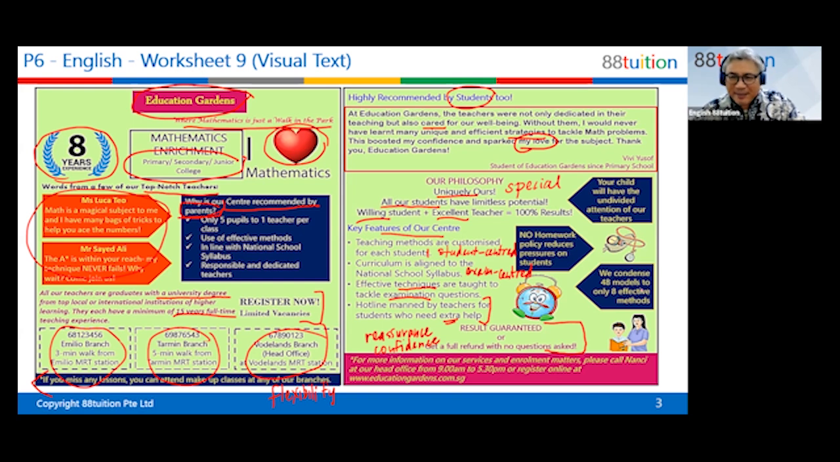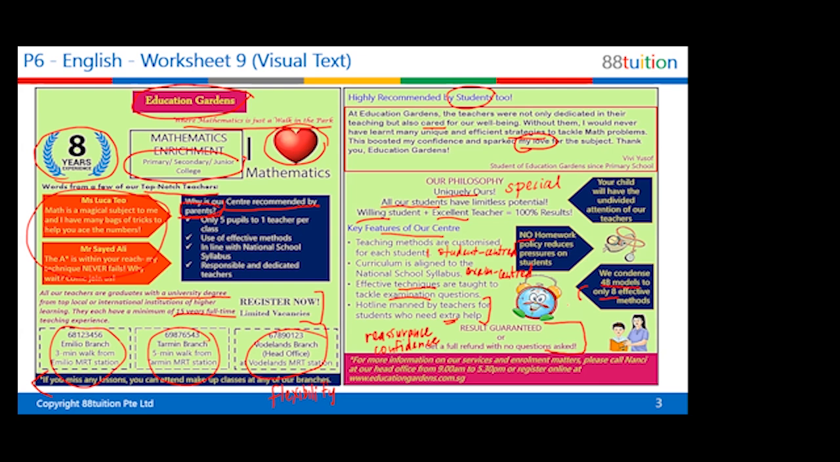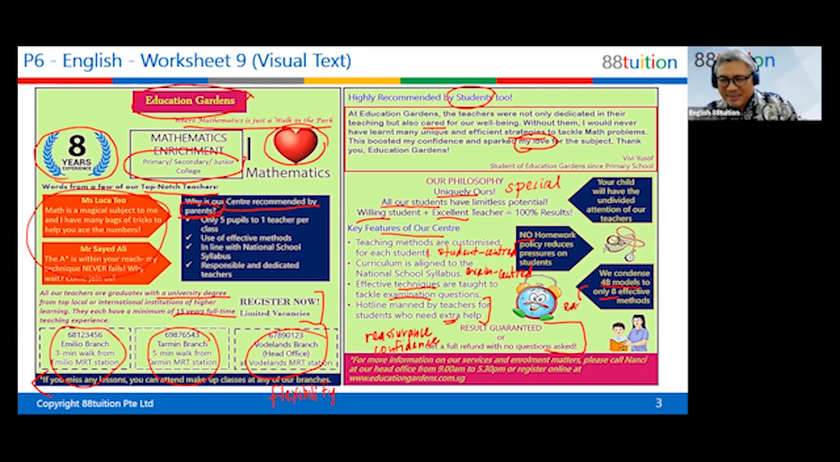And then what about all these black pointers, right? Your child will have undivided attention of our teachers. No homework policy, right? So it's not going to stress your children. That's what it's telling the parents, right? Reduces pressures on students. We condense 48 models to only 8 effective methods. What does that tell you, guys? We condense 48 models to only 8 effective methods. What does that tell you? It's easier for you to remember. So it's making it easier. Very good. Well done, Shika.